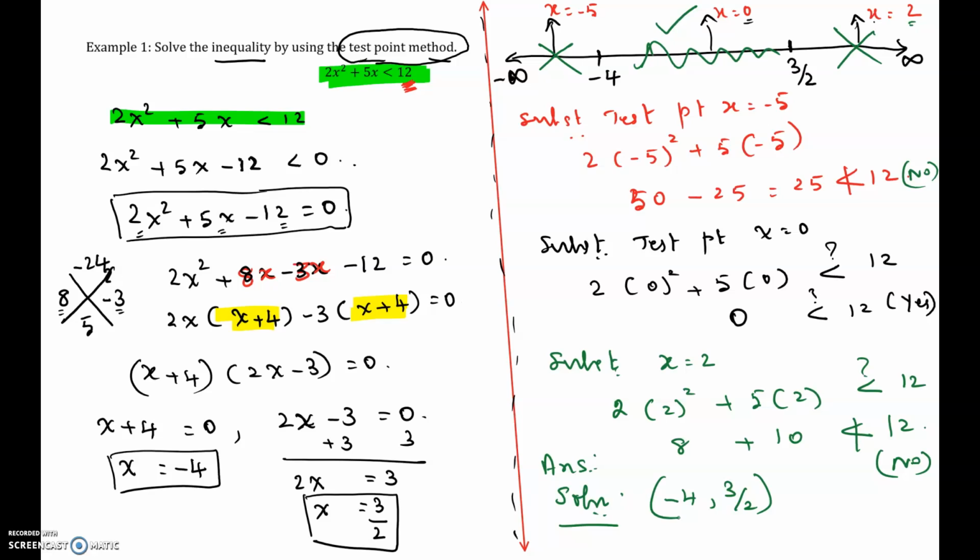Keep in mind, if you had a less than or equal to symbol instead of less than 12, then you would write the solution as negative 4 through 3/2 with both ends included, which is bracket negative 4, 3/2 bracket, both of them closed. In this case, it's a strict inequality, so it is an open interval, negative 4 through 3/2. Hope this video helps.